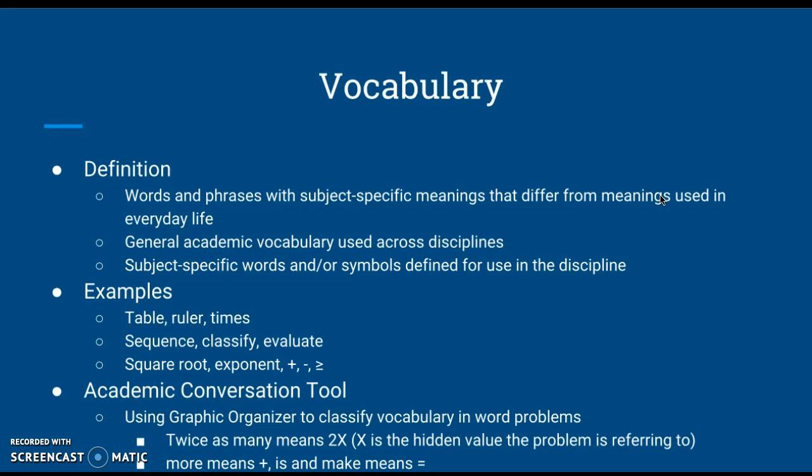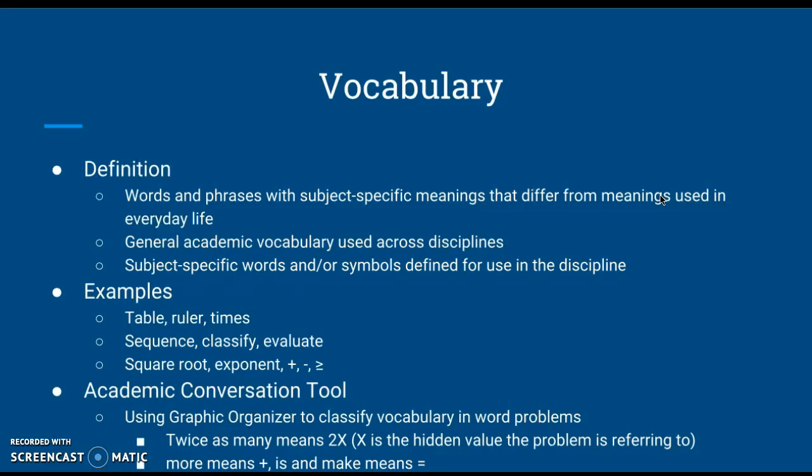Vocabulary. The definition is words and phrases with subject-specific meaning that differ from meaning used in everyday life. So general academic vocabulary is used across disciplines, and subject-specific words and or symbols are defined for use in the discipline. So examples of words that are used everywhere are table, ruler, and times. An example of general academic vocabulary used across all disciplines: sequence, classify, evaluate. And then something more specific to math: the square root, exponent, plus, minus, greater than or equal to.